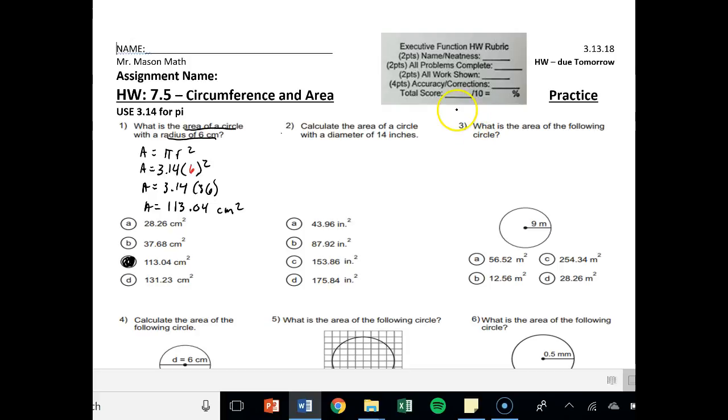Number 3 is basically exactly like number 1. If you take a look at it, they tell you what the radius is and they tell you to find the area. So maybe you want to do that now. Number 2 is a little bit different. They want you to find the area, but they give you the diameter.